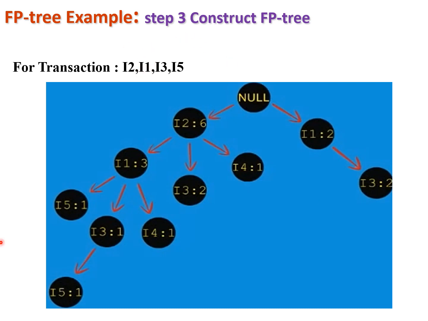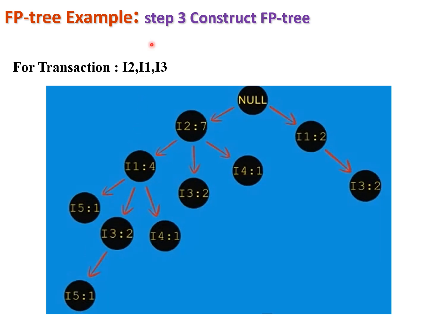I2, I1, and I3 and I5. So I2, I1, I3, I5. Null, it will go to I2, it will become 6. I1 will become 3 times. And I5, we will start a new branch here. I2, I1, I3, so I2 will become 7, I1 will become 4, and I3 will become 2.